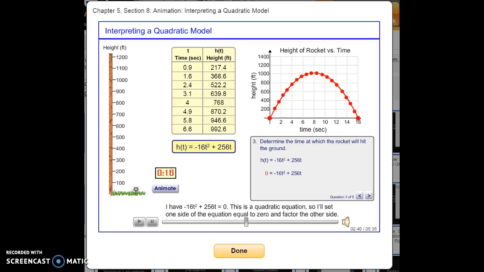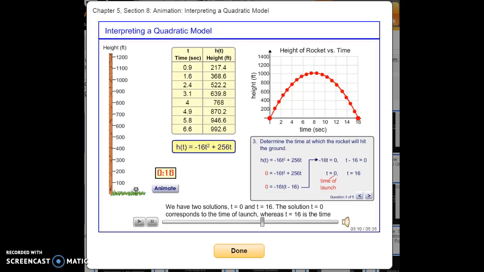This is a quadratic equation, so I'll set one side of the equation equal to 0 and factor the other side. Factoring out negative 16t, I have negative 16t times the quantity t minus 16 equals 0. Setting each factor to 0, I have negative 16t equals 0, and the quantity t minus 16 equals 0. We have two solutions, t equals 0 and t equals 16.